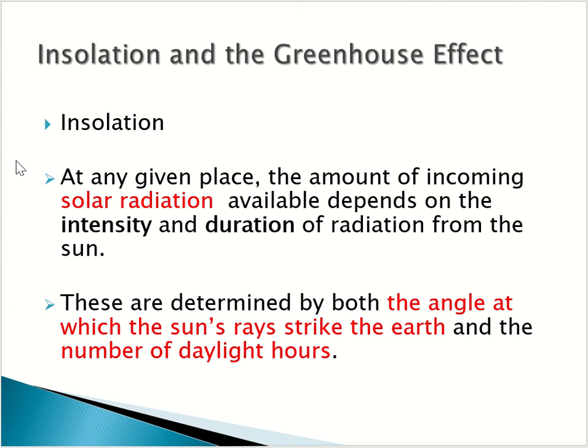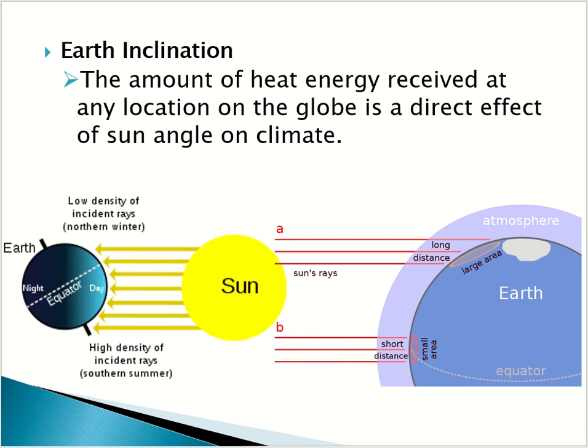So insolation is the term. At any given place, the amount of incoming solar radiation depends on the intensity and duration of radiation from the sun. And these, intensity and duration, are determined by the angle at which the sun's rays interact with the Earth, but also the number of daylight hours. So those are two important determinants, and they're probably best displayed in a picture.